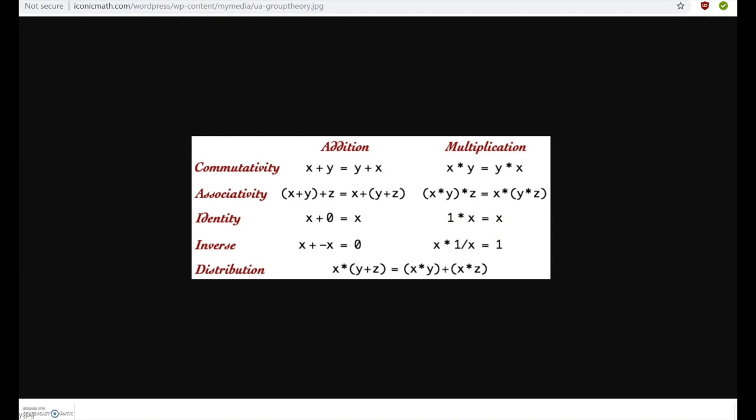The final axiom is invertibility, and this one states that every element in the set has an inverse or reciprocal of it that will make it the identity element. If we're using addition as an example, x plus negative x would equal 0, which is the identity element. So here, negative x would be the inverse of x. And in multiplication, the reciprocal of x would be 1 divided by x. Multiplying x times 1 divided by x is equal to 1, which is the identity element.